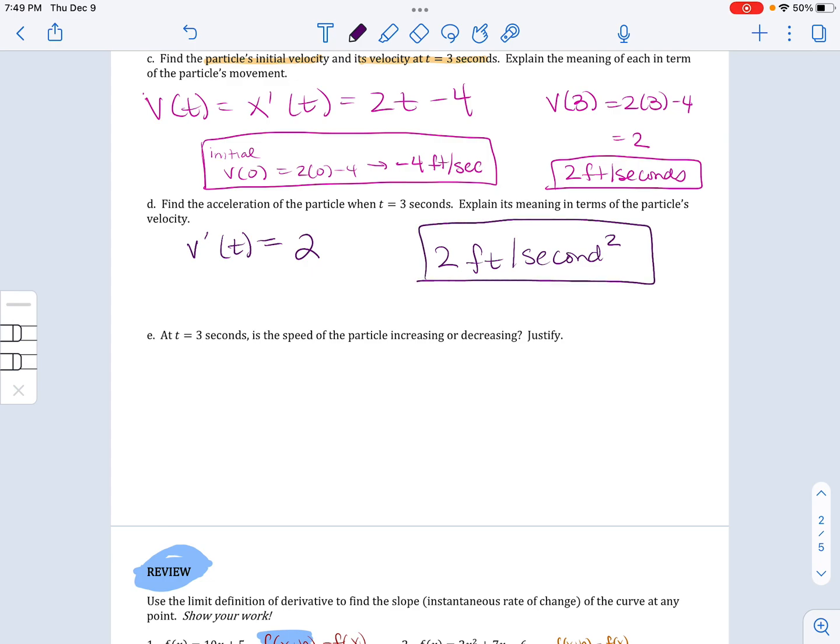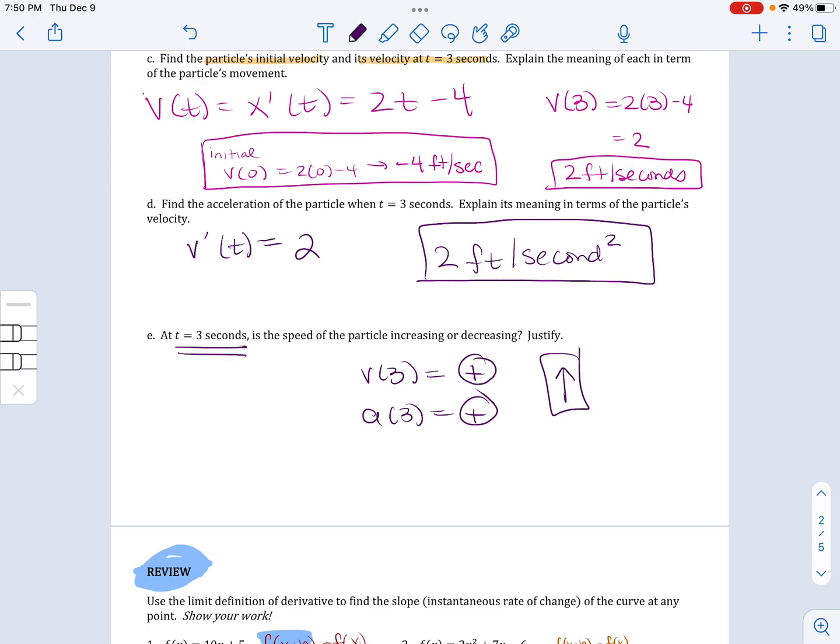Okay. So now at t equals 3 seconds, is the speed of the particle increasing or decreasing? We look at the velocity and the acceleration. The velocity at 3 seconds is positive. The acceleration at 3 seconds is positive. Since these match up, the speed is increasing.